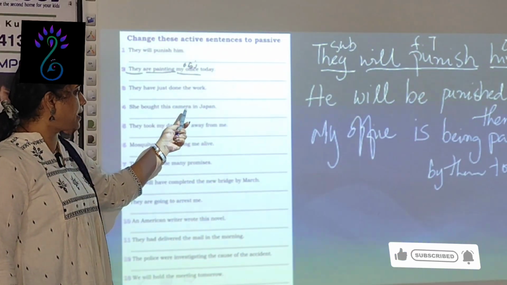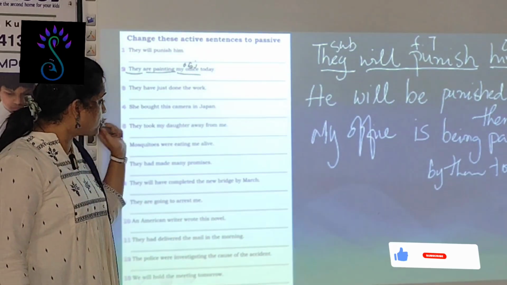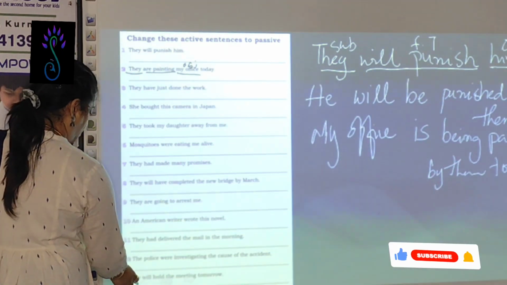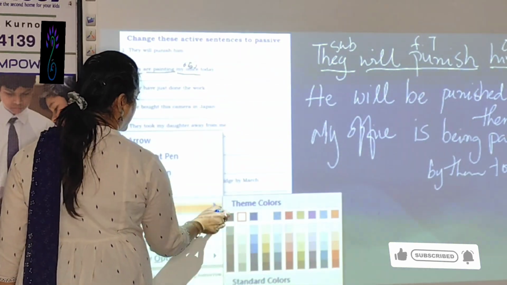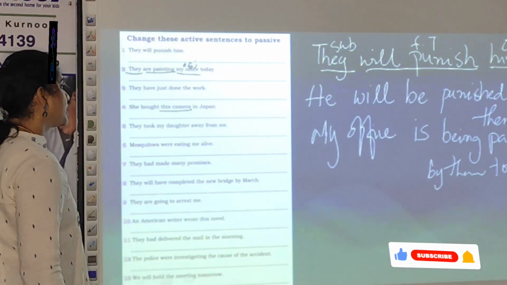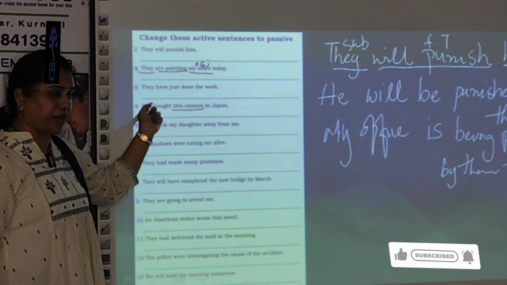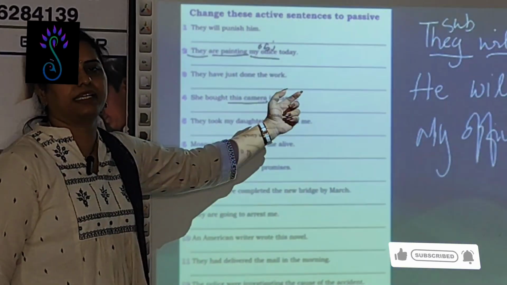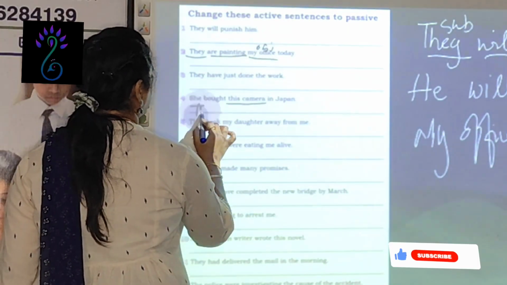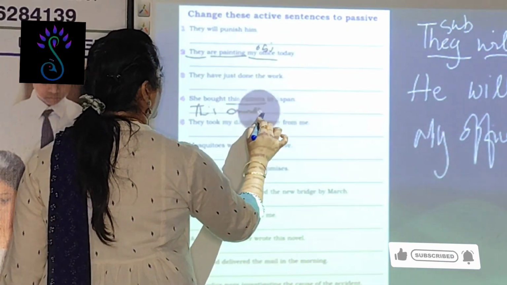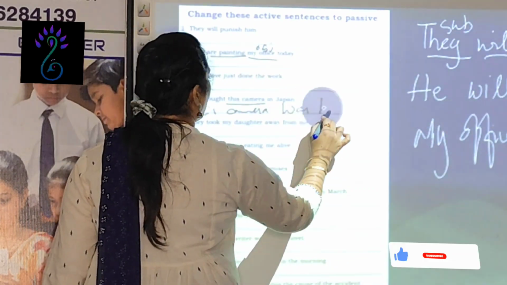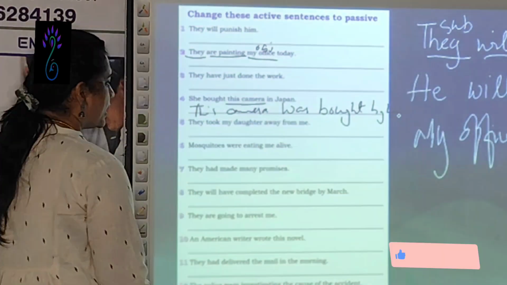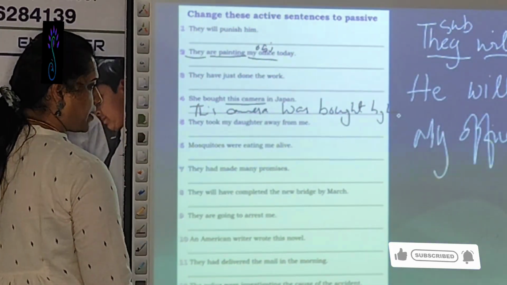She bought this camera in Japan. Which is object here? This camera is object. Don't get confused. This camera is object, not Japan. Because it is past tense, so you should write, yes, this camera was bought by her in Japan. Okay, they took my daughter away from me.